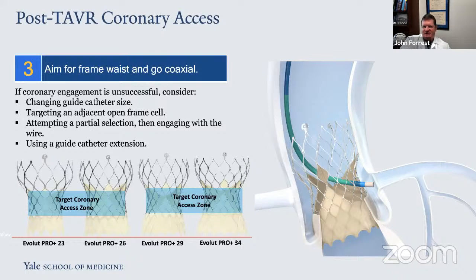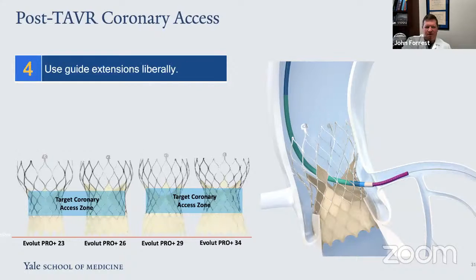If the engagement's unsuccessful, you can consider changing the size of the catheter, targeting an adjacent frame, attempting partial selection. And that's often what we have to do here, is that you end up getting your catheter down here on the left or down here on the right. You're able to see where the ostium is, but then you really have to, what I call wiring it from a little bit offshore and then getting your catheter to set in better. And often using a guide extension catheter can be helpful there.